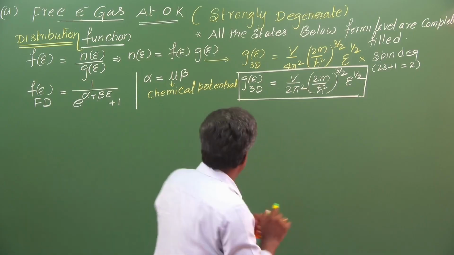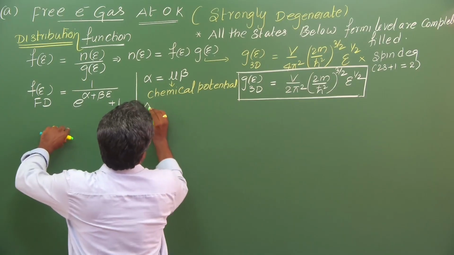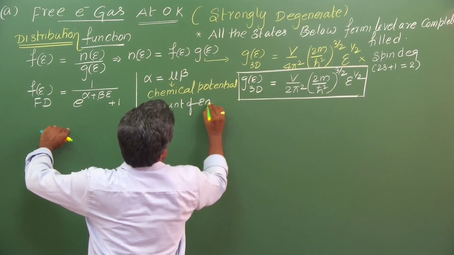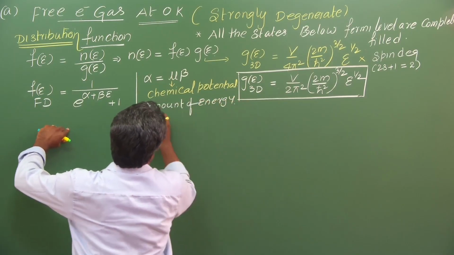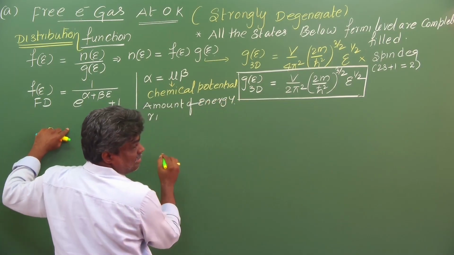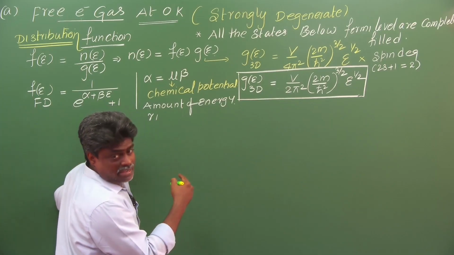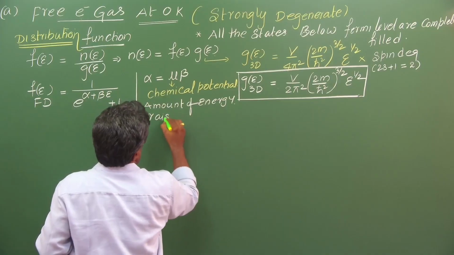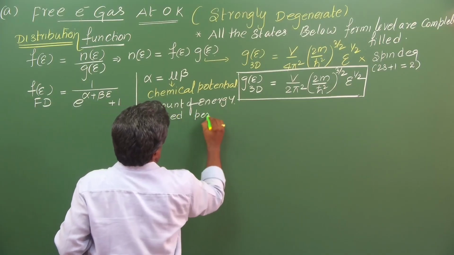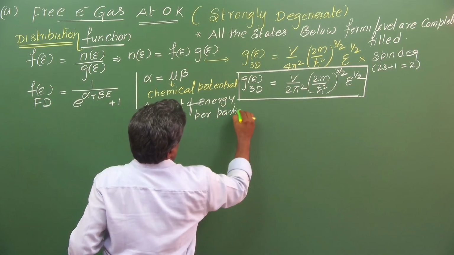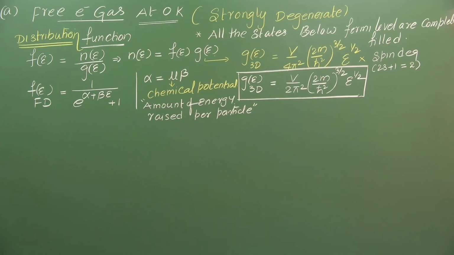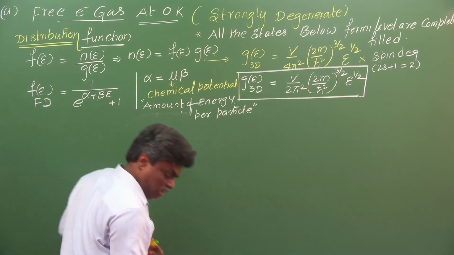Clear? Wait. So the chemical potential, the amount of energy raised per particle, is nothing but the chemical potential.